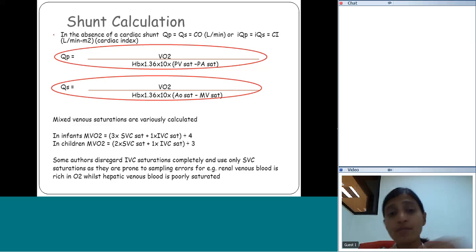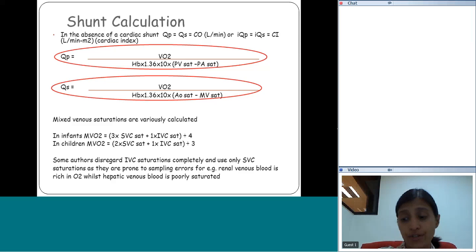So although people do take an IVC sample, some people just say, look, I cannot be bothered with this whole IVC sampling because it is so prone to error, and they end up taking only an SVC sample for saturation. Okay, and they use that as the mixed venous saturation.